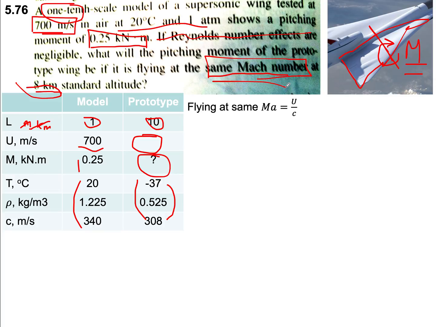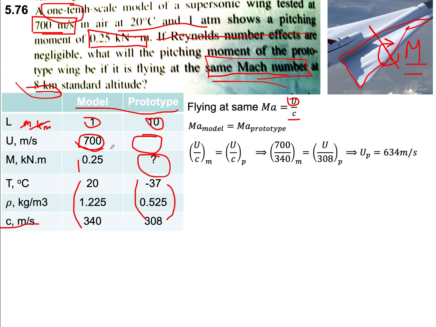So let's see what Mach number is. Mach number is the flow velocity divided by the speed of sound. Great, so this is our speed of sound. If they're both equal, then let's equalize them. The Mach number of the model will be the Mach number of the prototype. So I have the speed of sound in both cases, and I have the flight speed in the wind tunnel test. Then I can get the speed at which this prototype is going to fly in the air, the actual system.